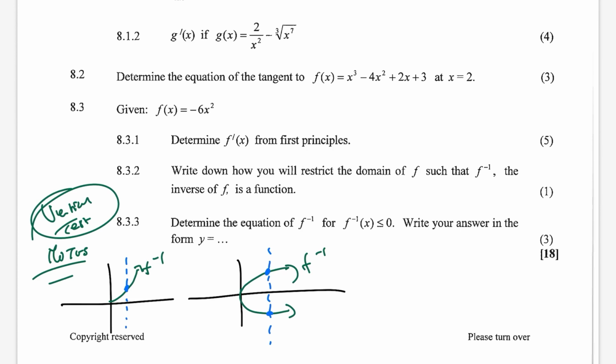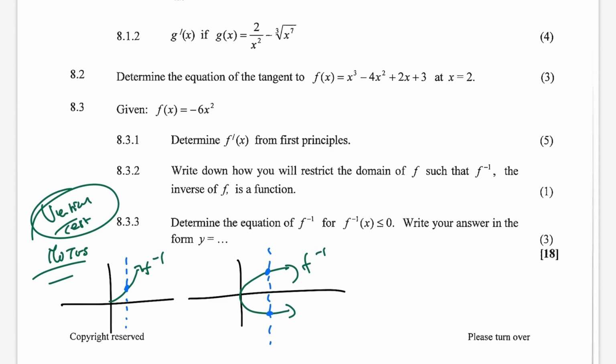Now let's find the inverse to answer our question, right? Write down how you restrict the domain, how you restrict your x such that the inverse function of f is a function. How do you do it? Okay, so how do you do this?